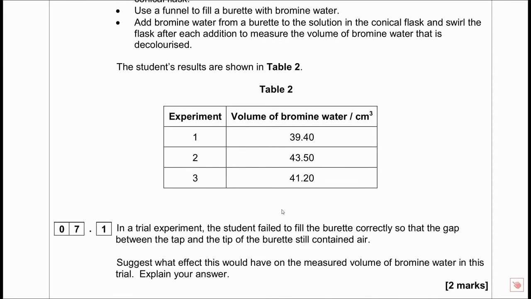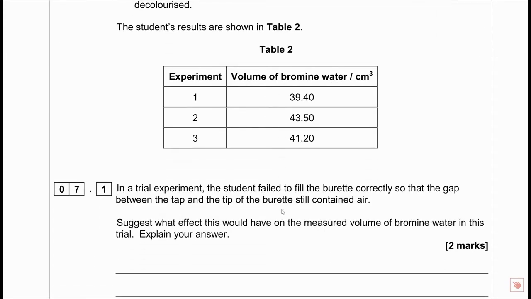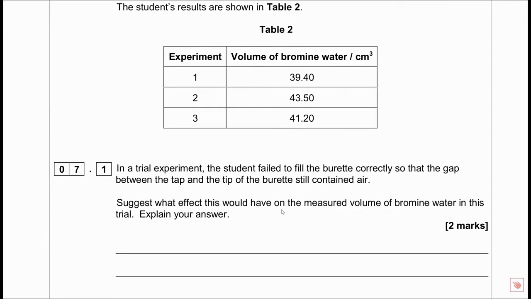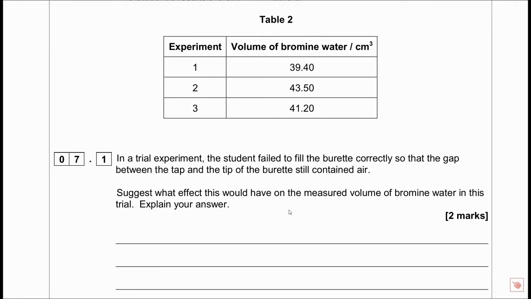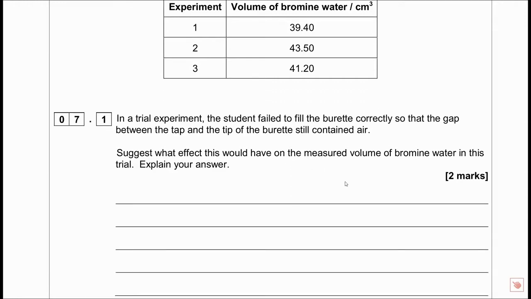Table 2. In a trial experiment, the student failed to fill the burette correctly so that the gap between the tap still contained air. Okay, so what effect does this have on the measured volume of bromine in this trial? Okay, so the measured volume of bromine would be higher.